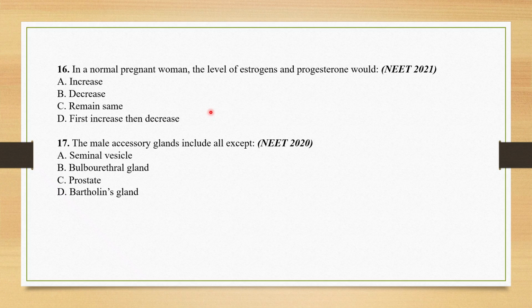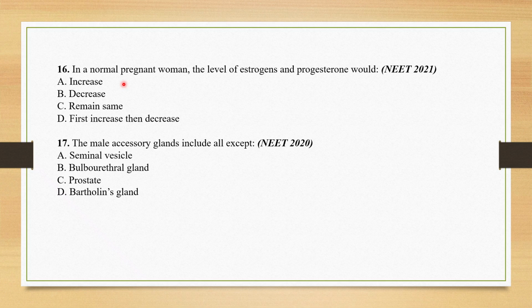Now we are moving to some of the previous year NEET questions. So this was in NEET 2021, this question appeared. In a normal pregnant woman, the level of estrogens and progesterone would definitely increase. During pregnancy, both estrogen and progesterone levels increase continuously.